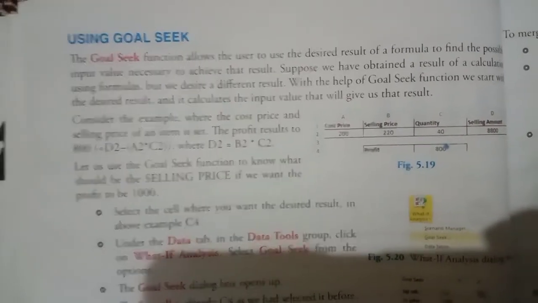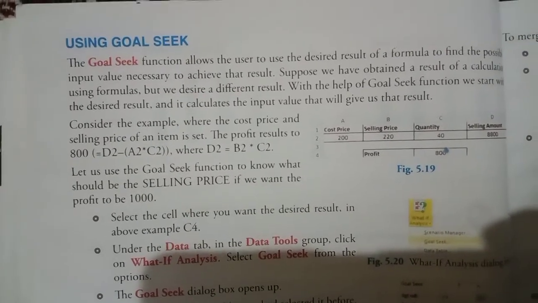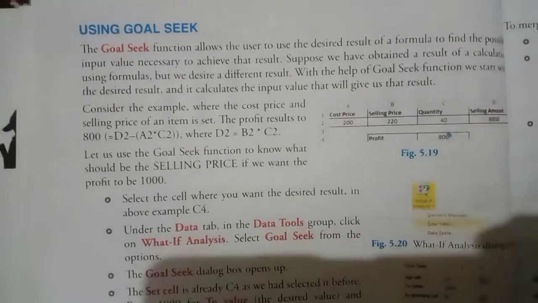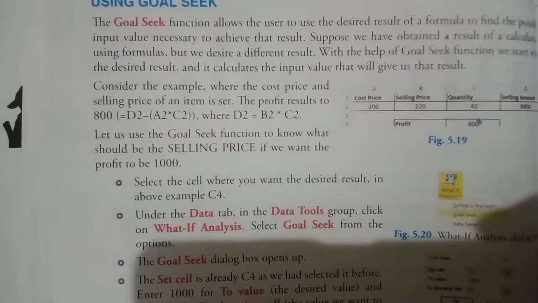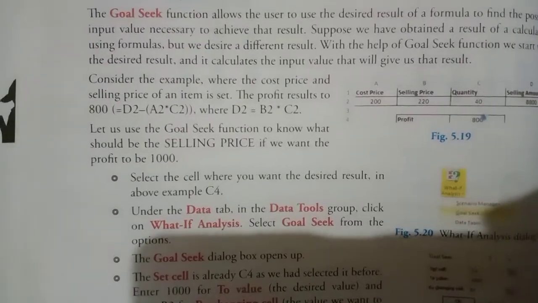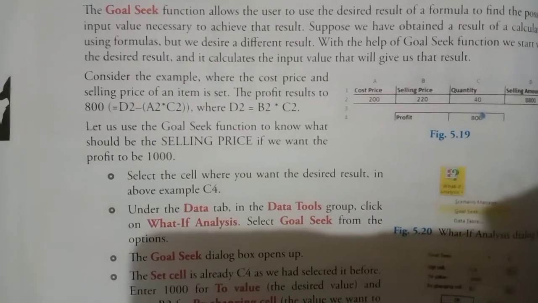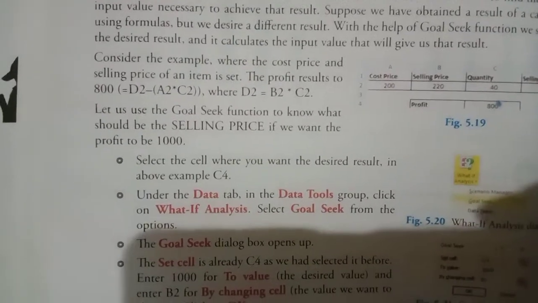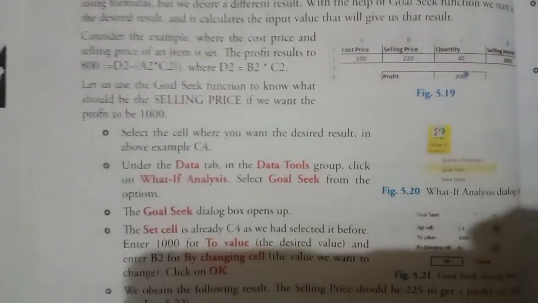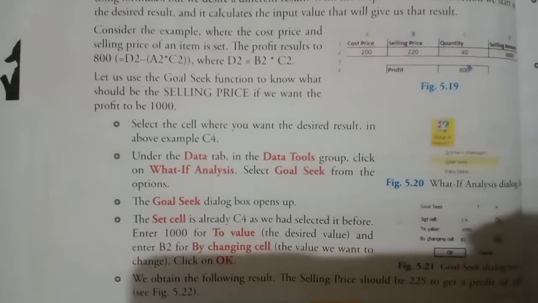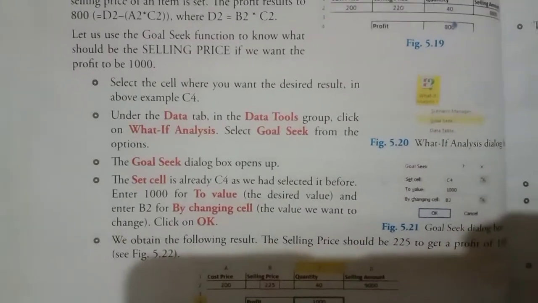Consider an example, which will make you understand easily. When the cost price and selling price of an item are set, the profit results in 800. A formula is there which we have to put into an Excel sheet. Let us use the goal seek function to find what the selling price should be if we want a profit of 1000 rupees. So now these are the points.